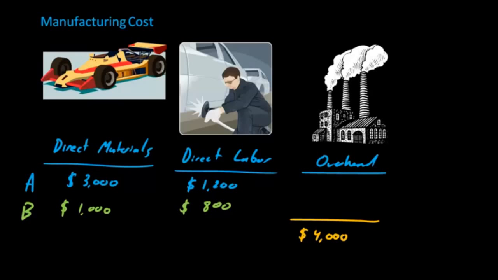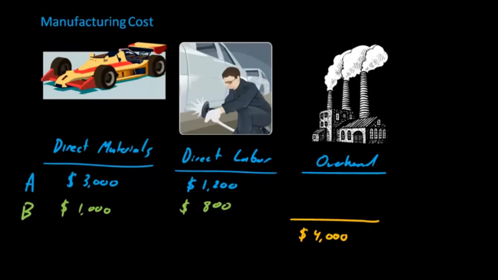So what we want to do is decide, well, what's driving this overhead cost, and if we can figure out what's driving this overhead cost, we can use that to allocate overhead to car A and car B. And as we go through this class, we will go through many different ways of allocating overhead, and you'll see that there are advantages and different kinds of disadvantages as well to different allocation methods.